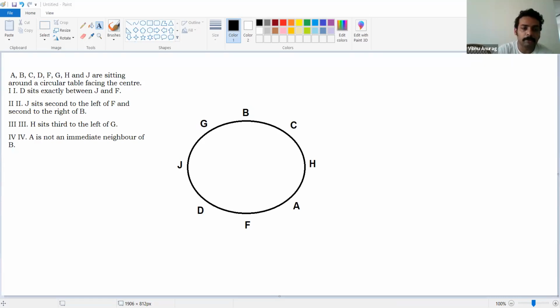Question number 4: in which of the following pairs is the second sitting to the immediate left of the first? Your answer is option C, CH. H is sitting to the immediate left of C. None of the other options have this relationship. The fifth one: who sits third to the left of J? Third to the left of J is 1, 2, 3, C. So the answer is option C, person C. I will paste the answers here.